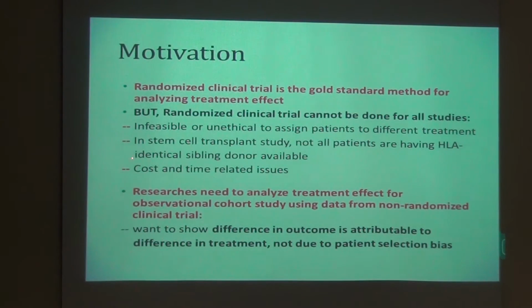But in these situations, we still need to study the treatment effect. So researchers and physicians need to analyze the treatment effect using observational cohort study data, data from non-randomized clinical trials. For such studies, we need to show that the difference in outcome is attributed to the difference in treatment, not to patient selection bias. We needed to sort that out, and that's why people developed the propensity score approach.